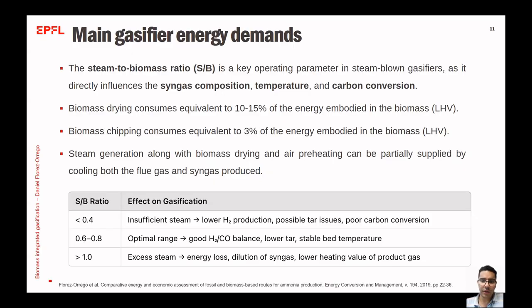Then we also need to bear in mind that the biomass drying can consume a lot of energy, around 10 to 15% of the energy initially embodied in the biomass on a lower heating value basis. The biomass chipping is also a large consumer of power, and it's equivalent to 3% of the energy initially embodied in the biomass, again on a lower heating value basis. The steam generation, along with the biomass drying and the preheating, can be partially supplied by cooling the flue gases and the syngas produced.